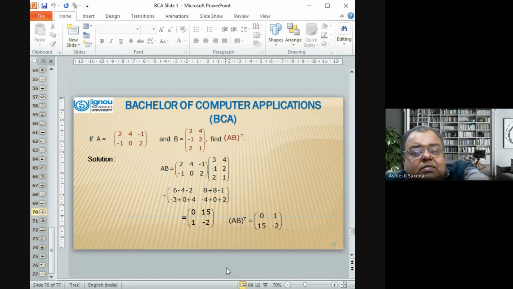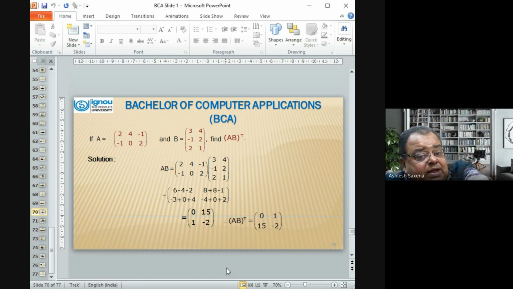Now, the order is different. What we are supposed to find? We have been provided two matrices, A and B. Now see, the order is different. The first one is of order 2 by 3. The second one is of order 3 by 2. That means its answer will be a 2 by 2 matrix. First of all, we have to find AB. We have to multiply these two matrices.